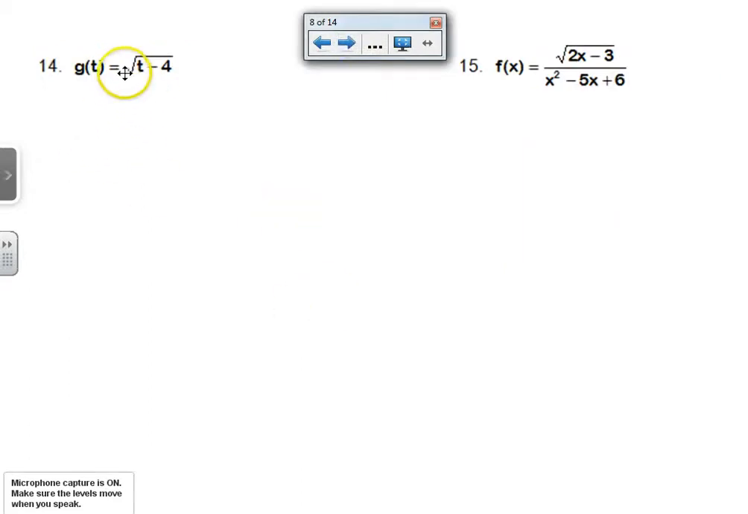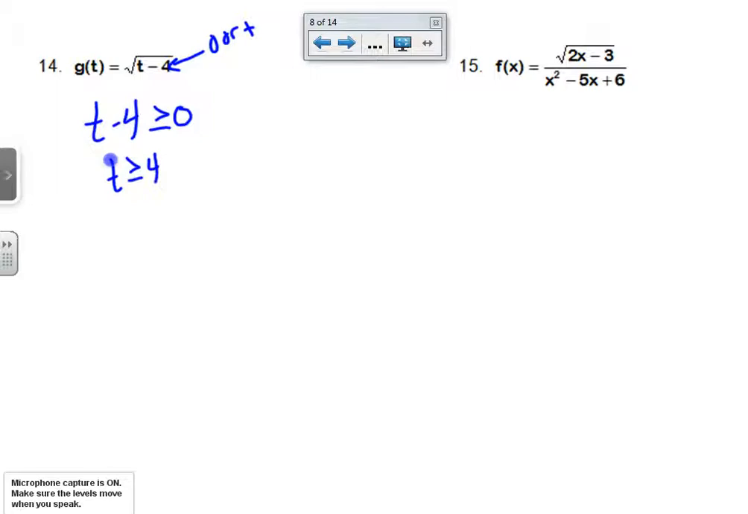Number 14, I'm taking the square root, which is an even root, of t minus 4. Now I know whatever's underneath the radical could be 0, or it needs to be a positive number. So what's inside the radical must be greater than or equal to 0. Let's go ahead and solve that. So my numbers for t have to be greater than or equal to 4.